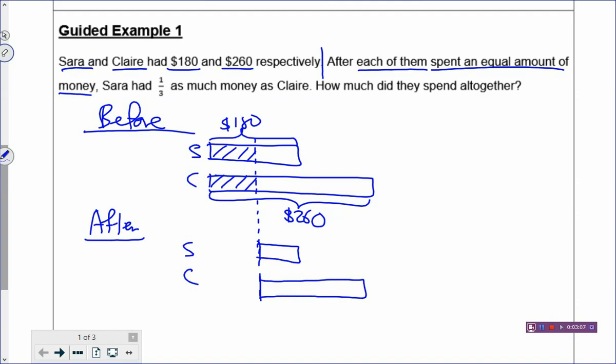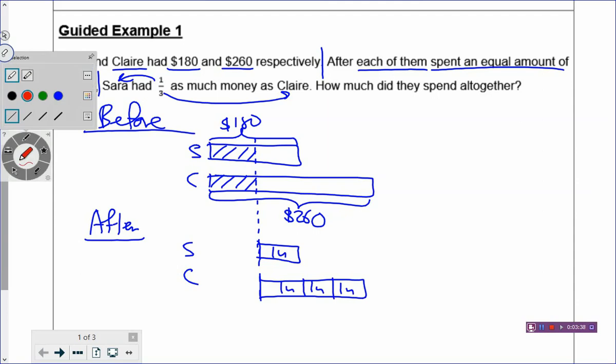Alright, then what happened next? Sarah now had 1/3 as much as Claire. Which means that Sarah had 1 box and Claire has 3 boxes left. So 1/3 refers to 2 different groups, 2 different persons. So there's 1 box for Sarah, so you can call it 1 unit. And then Claire will have 3 boxes, so you count into 3, and every box will be called 1 unit each. Alright, so how much did they spend all together? Your question mark will be to find the shaded parts, and then you add them together. And your model is done already.